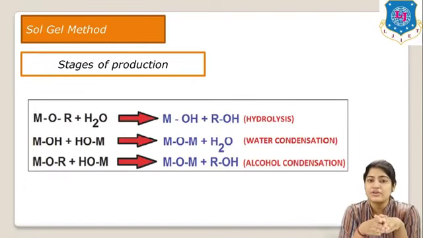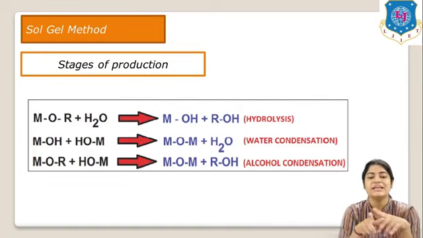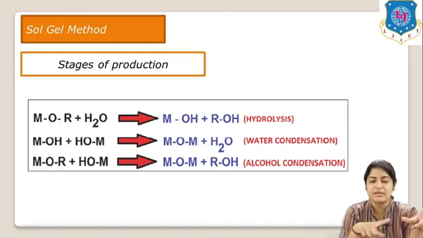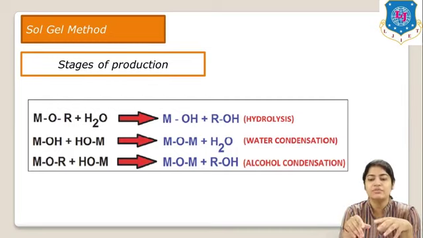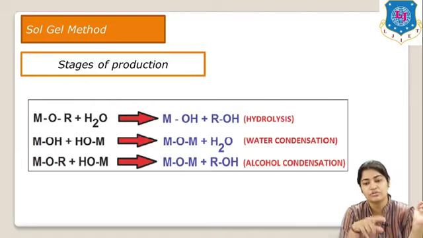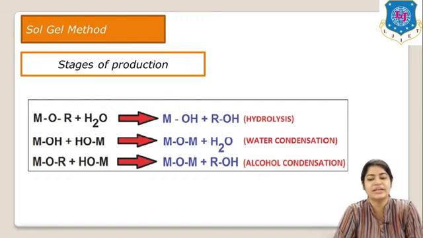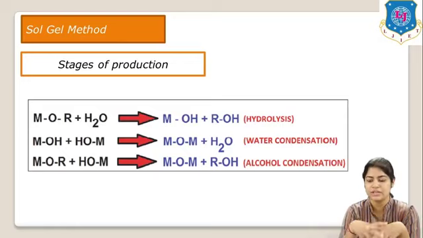So let's see the reactions. First is hydrolysis. You can see that MOR, the metal alkoxide, reacts with water to give you MOH plus ROH. ROH is your ethanol. Then is water condensation. MOH and MOH, two metal hydroxides, combine together to give you a big molecule with liberation of water. So that is water condensation. In the third step you can see it is alcohol condensation, because now alcohol is removed when two small molecules combine together.